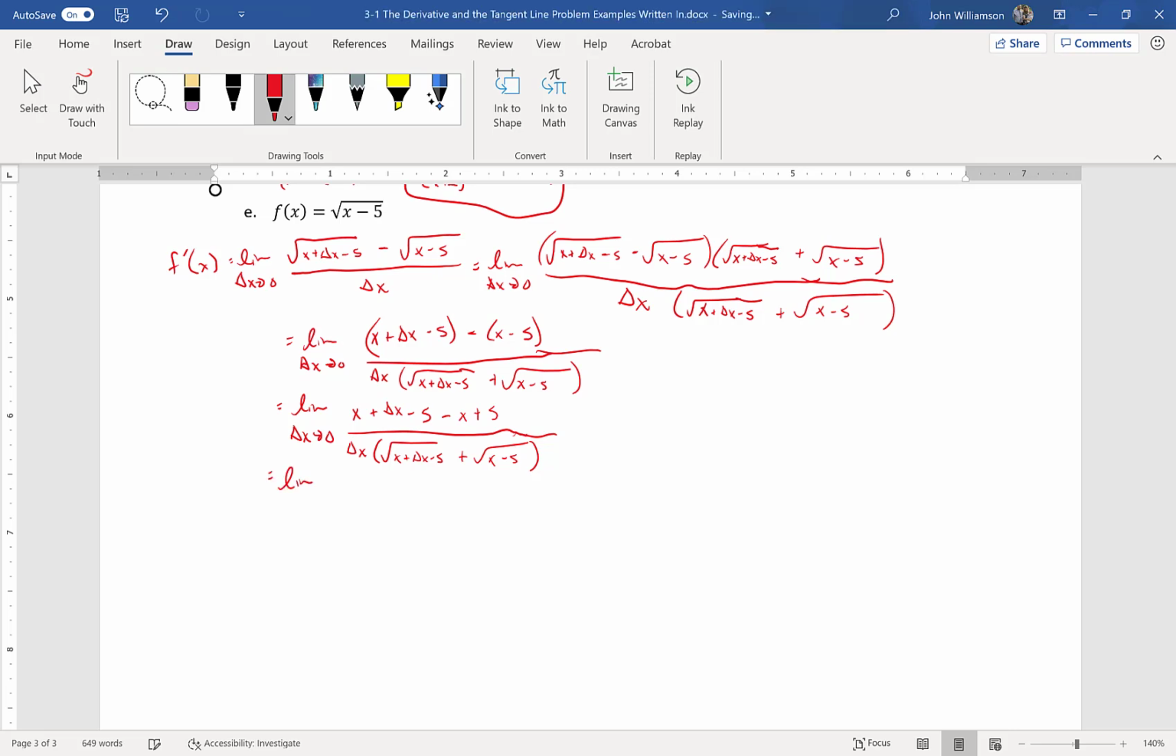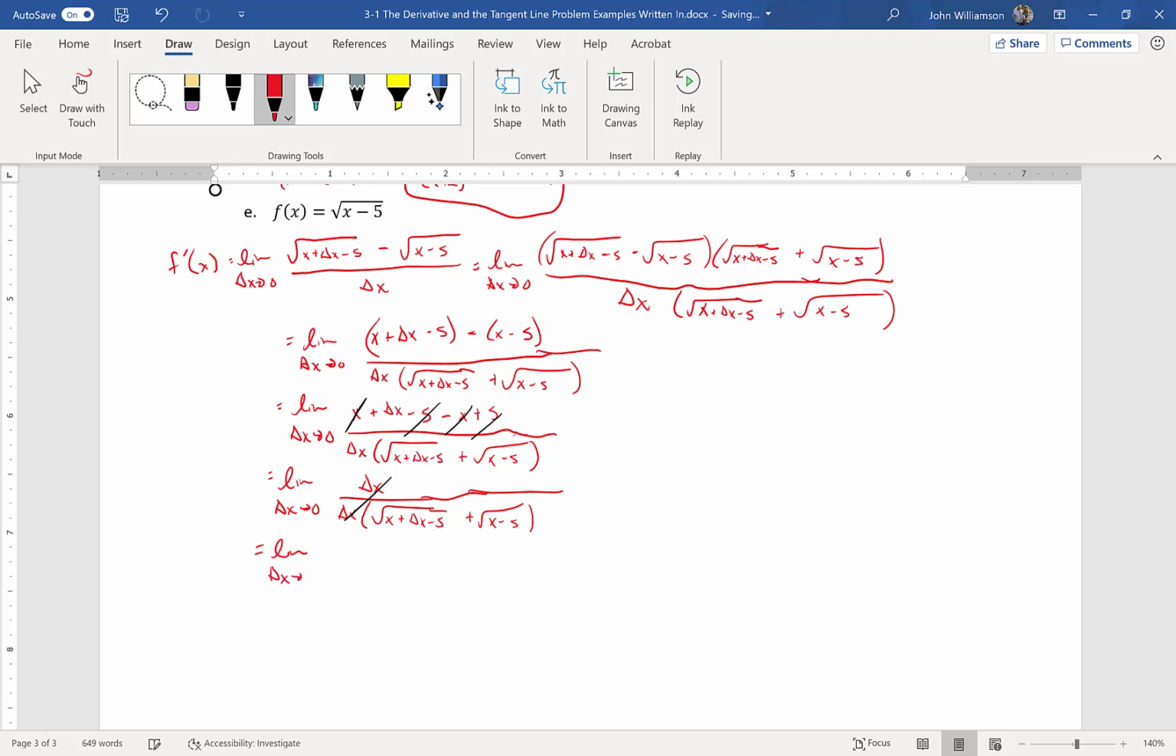And so that becomes the limit as delta x is approaching 0. Now our x minus x, negative 5 plus 5 cancel. And so I'm just left with delta x in the numerator. And then all this ugly stuff, delta x, square root of x plus delta x minus 5 plus square root of x minus 5 in the denominator. Delta x's cancel. So what is delta x over delta x? So what am I going to have in the numerator?